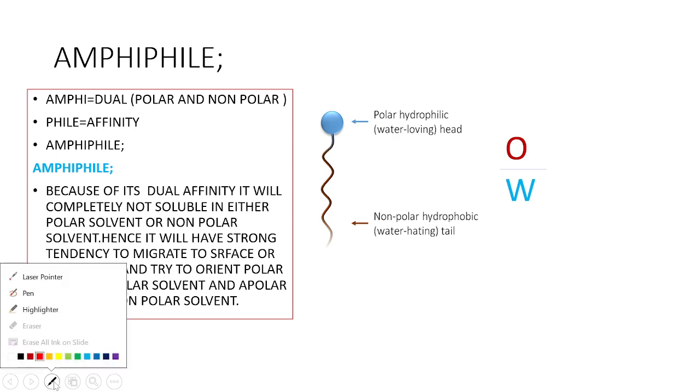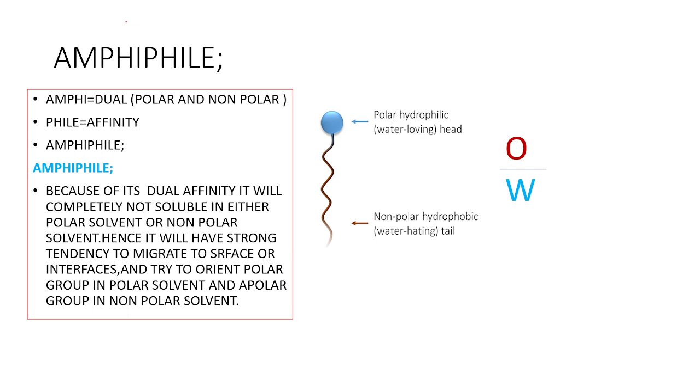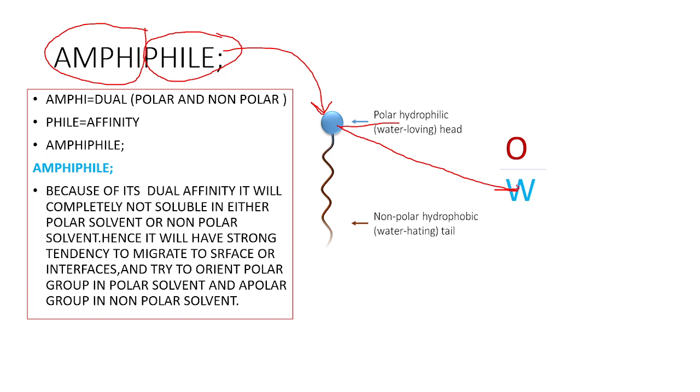Amphiphile: amphi means dual, phile means affinity, so dual affinity. The basic structure of an amphiphile contains both polar and non-polar portions. The polar portion is hydrophilic in nature, and the non-polar portion is hydrophobic in nature. Because of the polar portion, the amphiphile can be soluble in the water phase. Because of the non-polar tail region, it can be soluble in the oil phase. Hence, we can call an amphiphile dual affinity, meaning it has affinity towards both water and oil phases.